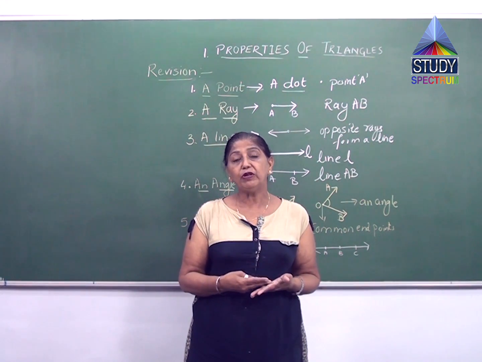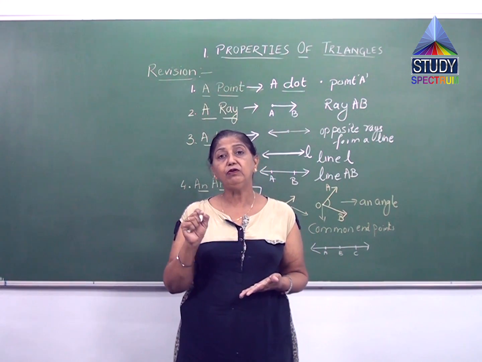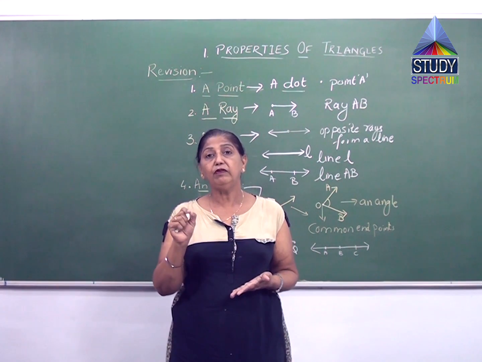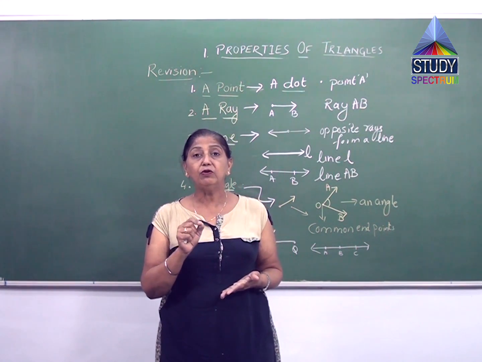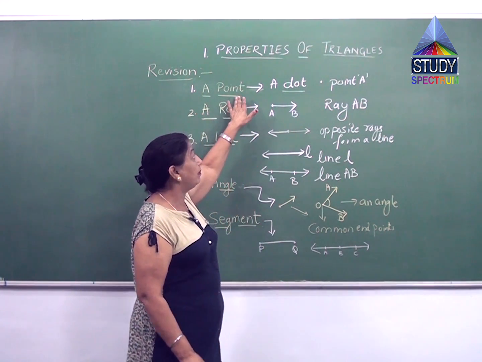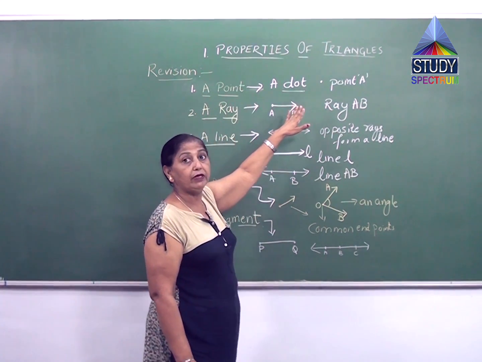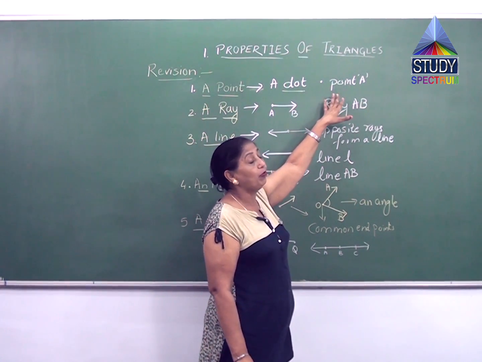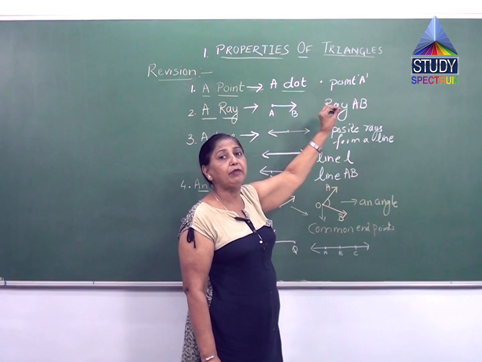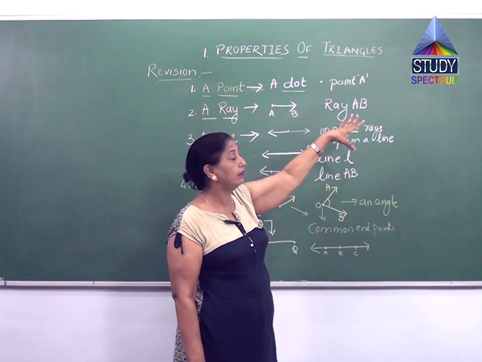Now point means what? A tiny dot from where you start to draw a figure, to draw a line. So that dot is known as a point in mathematics. So this point is like this, that is a dot. You can name that point with any letter. It can be A, B, C or anything.